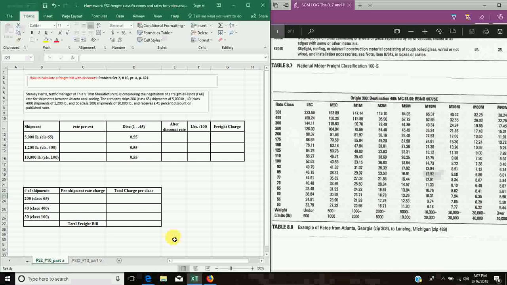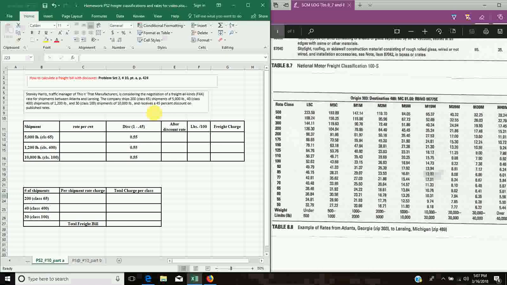What I've done is put together a little table similar to the one that you have in your instructions for problem set 2, although it's different quantities and rates and classes. He has a class 65 product where he is going to be shipping 200 shipments of 5,000 pounds, a class 400 where he'll be making 40 shipments of 1,200 pounds each, and 30 shipments of class 100 product, and each shipment will be 10,000 pounds.